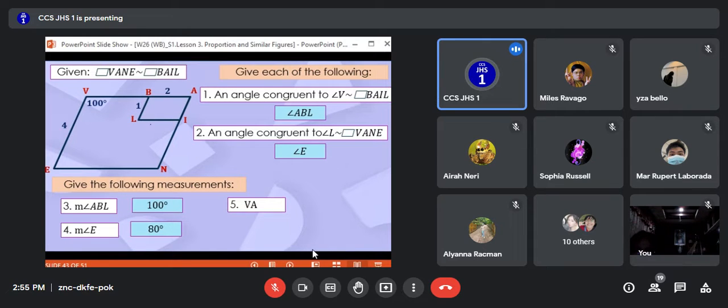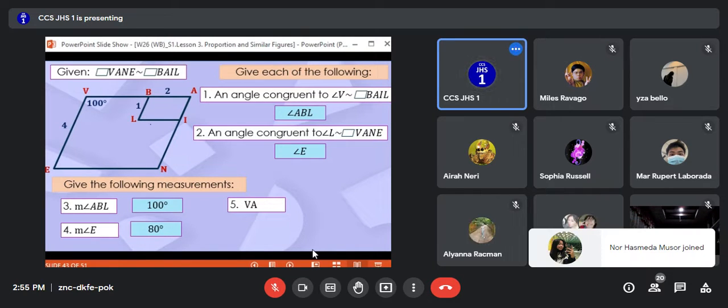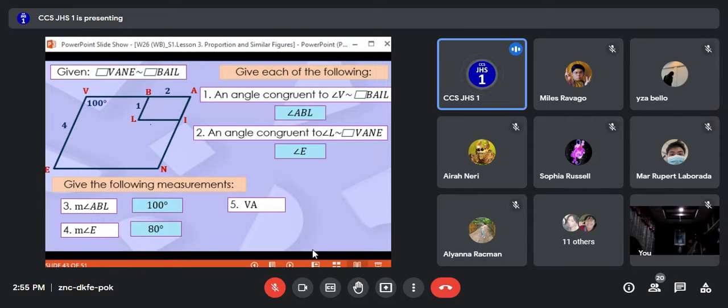How much is VA? So this time, class, you are asked to find the missing sides. First things first, you are going to determine the scale factor. What's the scale factor from VANE to BAIL? What's the ratio here? 4/1, okay? Or from the small parallelogram to the big, it's 1/4, okay?